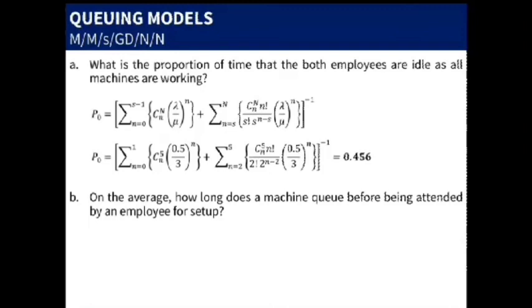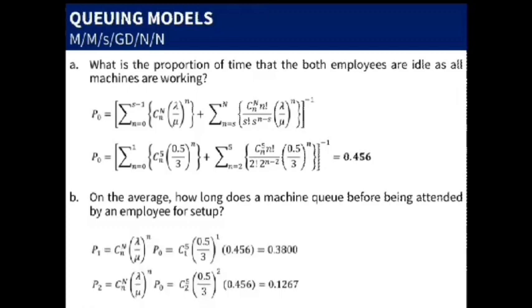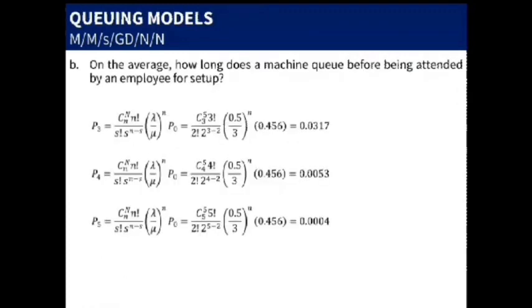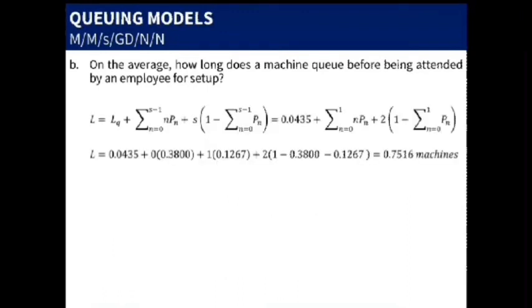456. For the second question, on the average, how long does a machine queue before being attended by a technician for a setup? We will be using Little's law to get the value of Wq, which is the required performance measure for this problem. Wq is equal to Lq over lambda average.